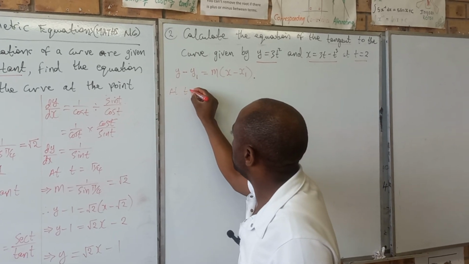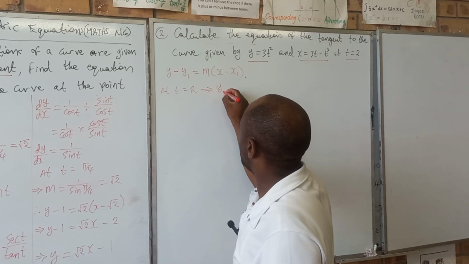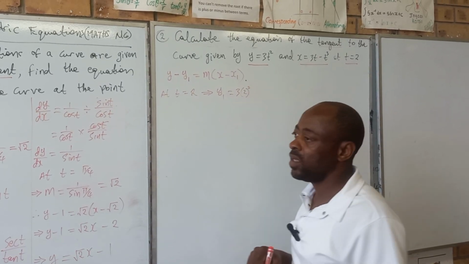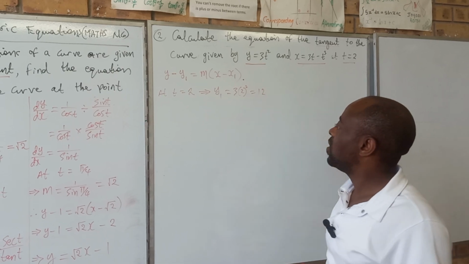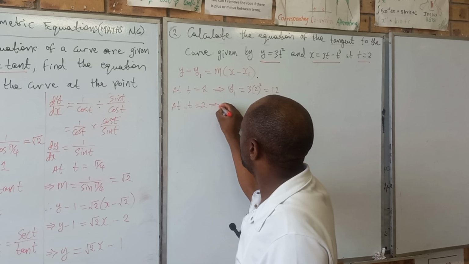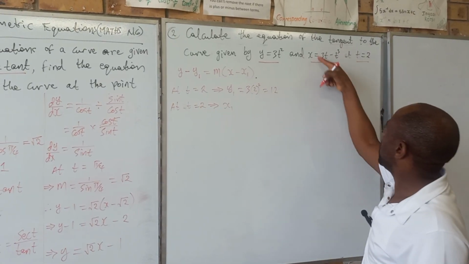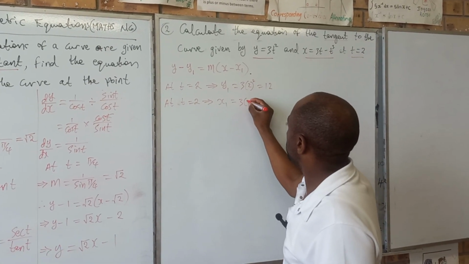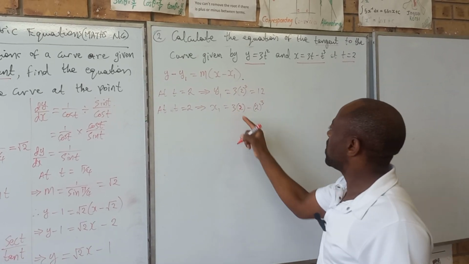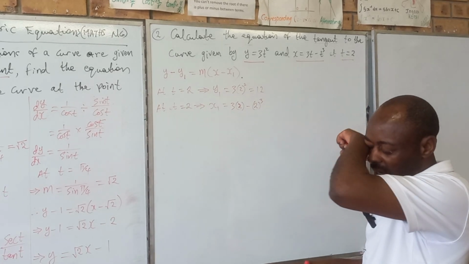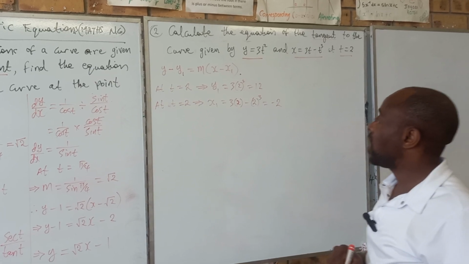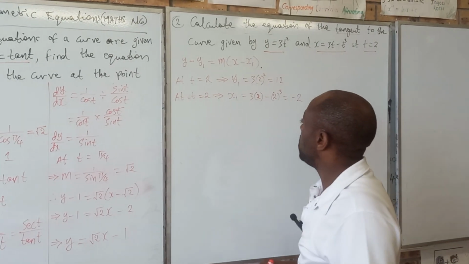So at t equal to 2, this means that my y1 will be 3 into 2 squared. 2 squared is 4. 4 times 3 is 12. That's my y1. Then at t again equal to 2, this will mean that my x1, I will capture my x and I will replace t by 2. So 3 times 2 is 6. 2 cubed is 8. 6 minus 8 is negative 2. So I'm done with x1 and y1. It's now time to look for m.